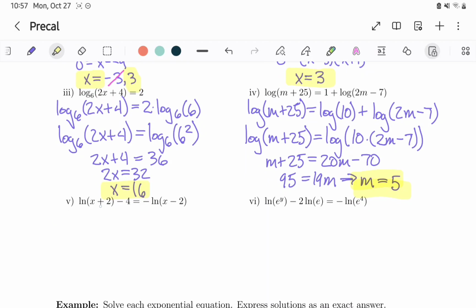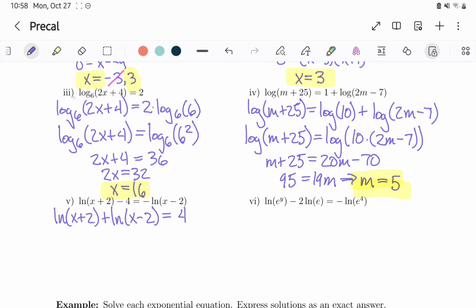All right, next we have the natural log of x plus 2 minus 4 equals minus the natural log of x minus 2. So there's a few different ways we could think about doing this one. What I think we should do is add natural log of x minus 2 and 4 to both sides first. So we end up with the equivalent equation ln of x plus 2 plus ln of x minus 2. Again, we added natural log of x minus 2 to both sides. And then since we added 4 to both sides, we just have equals 4 on the right-hand side.